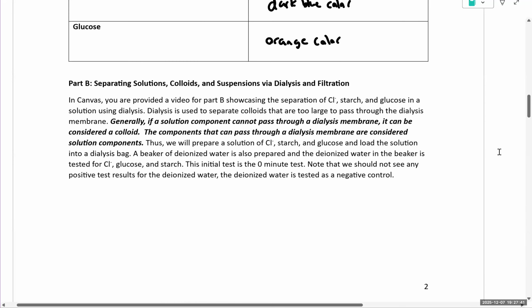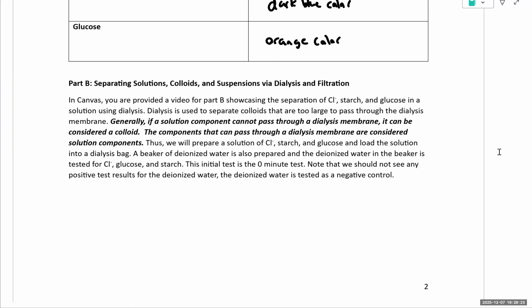Okay, let's talk about part B, separating solutions, colloids, and suspensions via dialysis and filtration. In this next part, we're going to be taking a mixture containing chloride, starch, and glucose, and we're going to be subjecting that mixture to dialysis. Dialysis is used to separate colloids that are too large to pass through the dialysis membrane from solution components. Generally, if a solution component cannot pass through a dialysis membrane, it's considered a colloid. The components that can pass through a dialysis membrane are considered solution components or solutes.